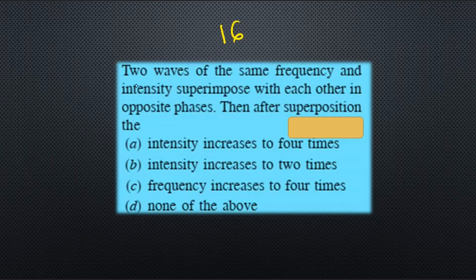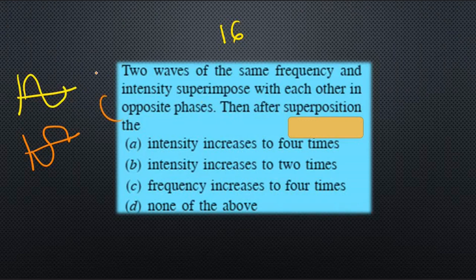Right, moving into the 16th question. Two waves of the same frequency and intensity superimpose with each other in opposite phase. Then after superposition, yes, read and think of the answer. Moving into the answer, one wave, if it's like this, the other wave will be something like this, completely opposite. So opposite phase, the phase difference will be pi. So we can conclude, yes, it's a destructive interference. So the answer is not there. D, none of the above.